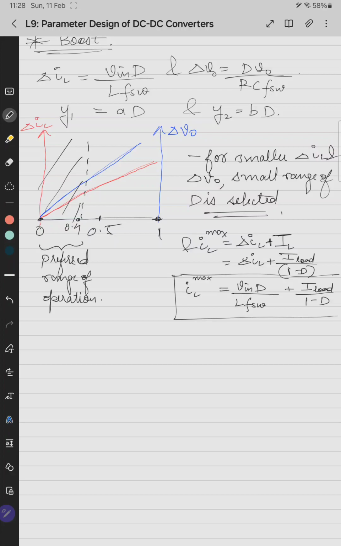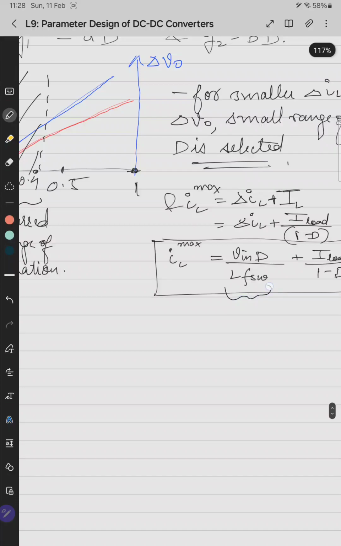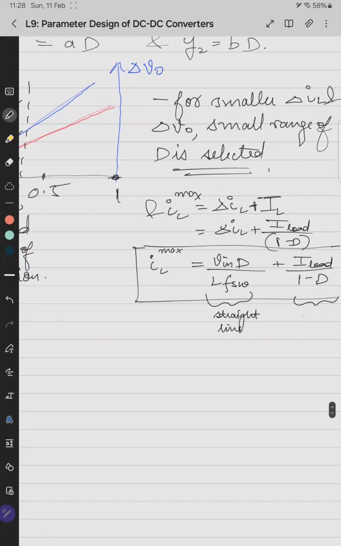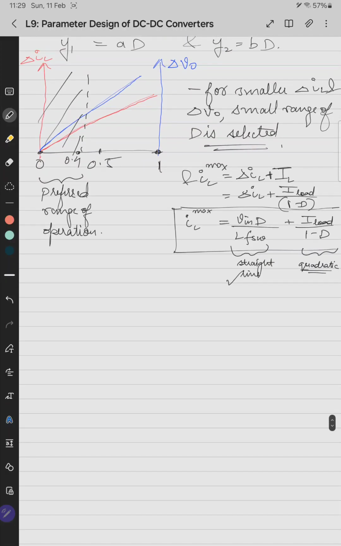I load is not in your control, so only D is in your control. The I load by 1 minus D term is again, this is a straight line, and this is a parabola or quadratic. So only this term you can control. If D is less, then only IL max is less.